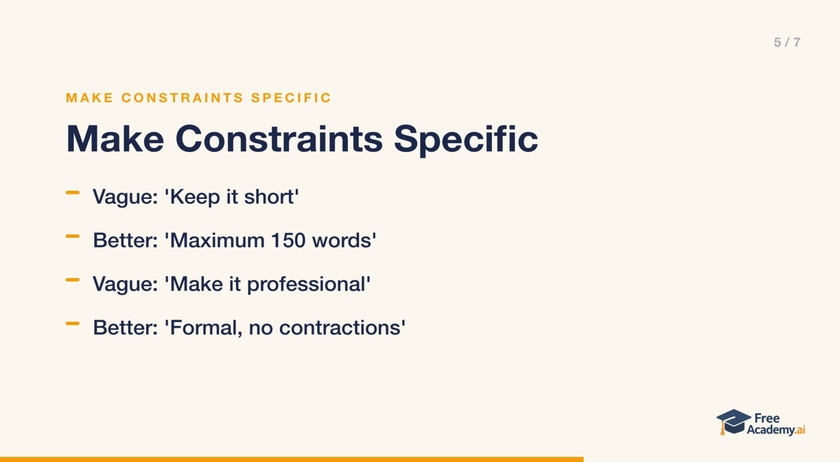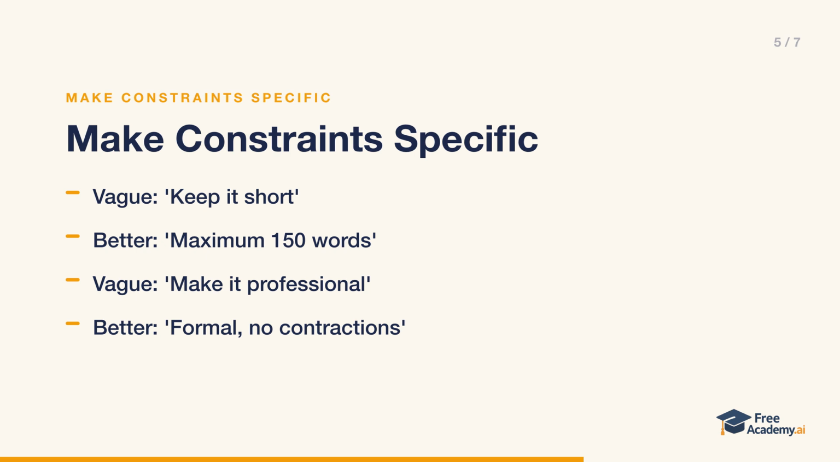A constraint only helps if it's specific enough to act on. Keep it short sounds like a rule, but short means different things to different readers, so the AI is back to guessing. Maximum 150 words leaves no room for interpretation. Same with make it professional. That's vague. Spell it out instead. Use formal language. No contractions. Avoid first person. Now the model knows exactly what professional means to you.